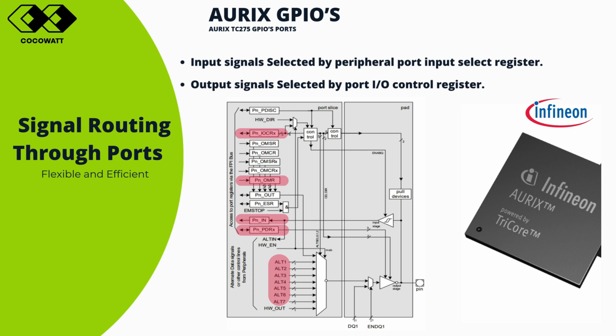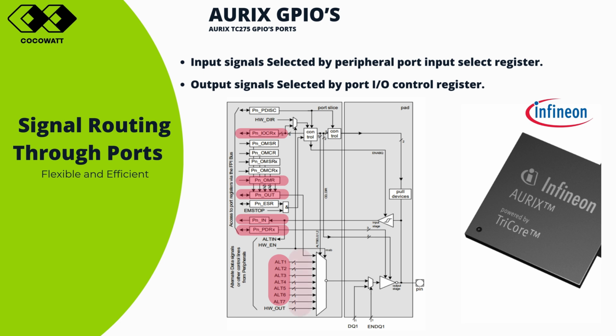So, what are the registers involved in output routing? First, the port output modification register, or OMR register, where you select the output function from alternate 0 to alternate 7, and the output data register, that holds the value to be driven on the pin, which is P out.